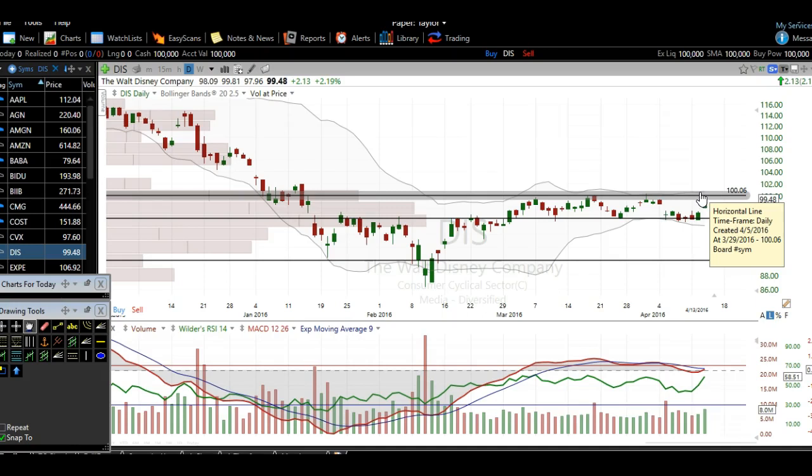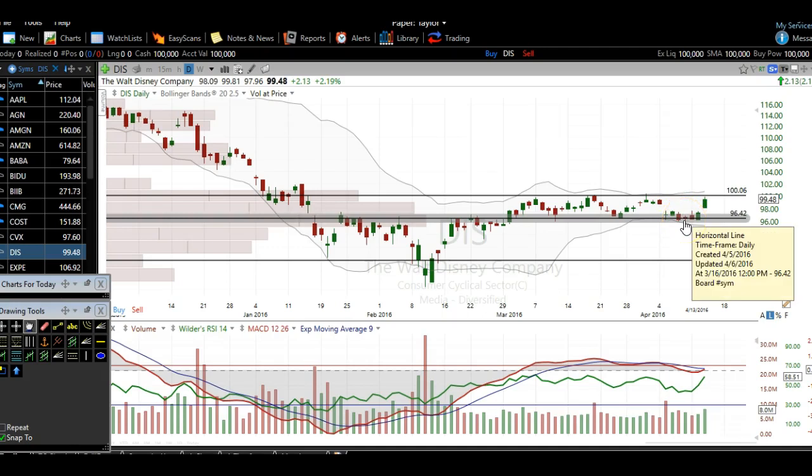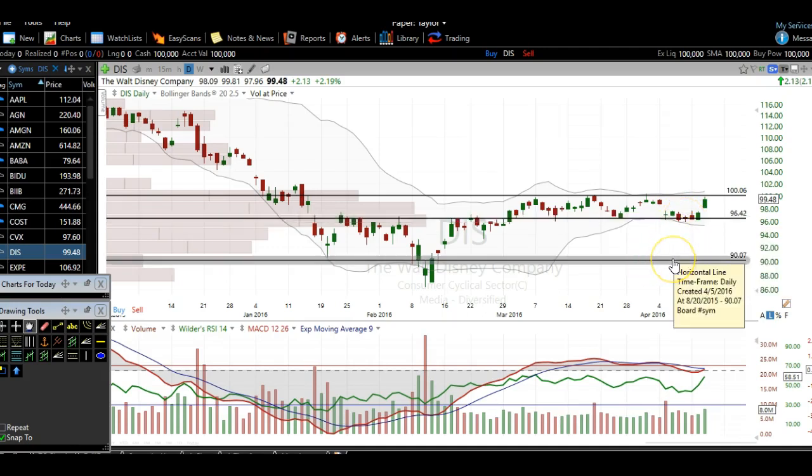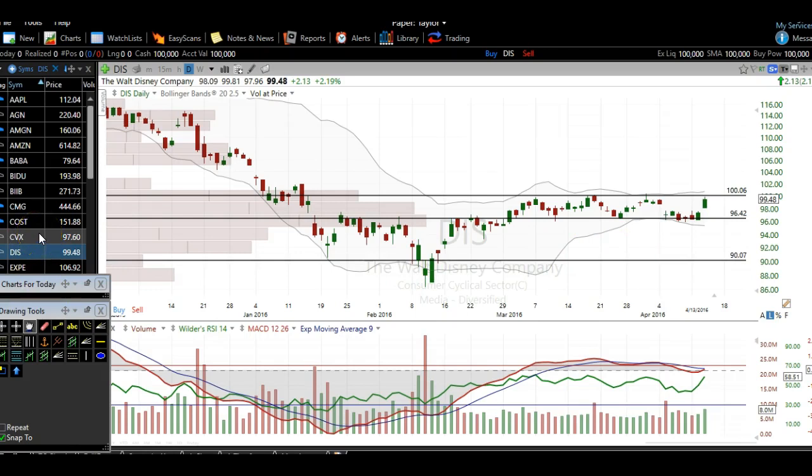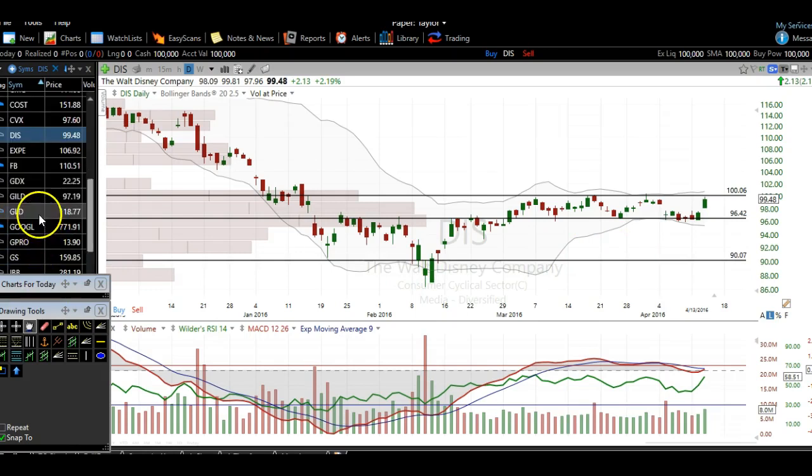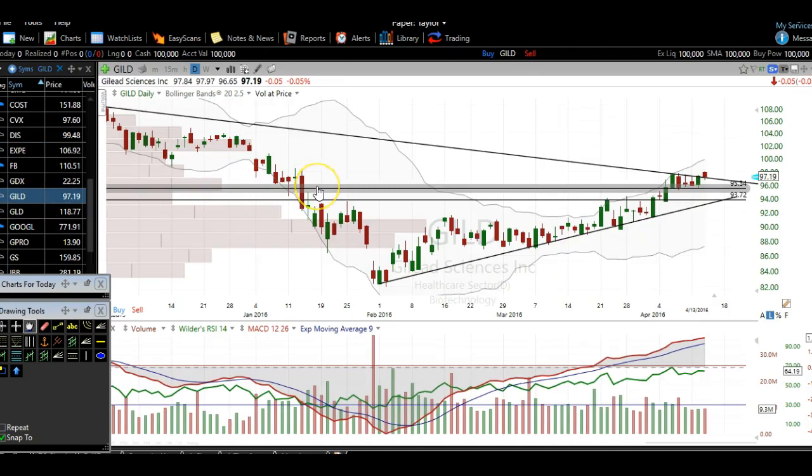If that level breaks to the upside, we can come up here and fill this gap right around 106, it looks like. If we break to the downside, next decent support I see is right around 90. So break below 96, we'll see 90. A break above 100, we'll see 106.